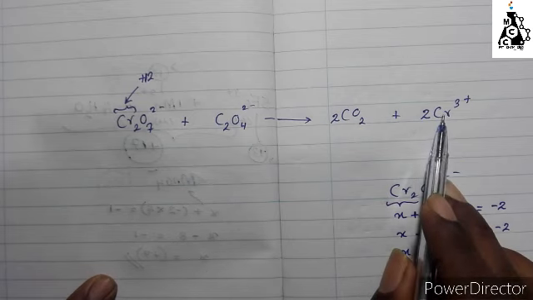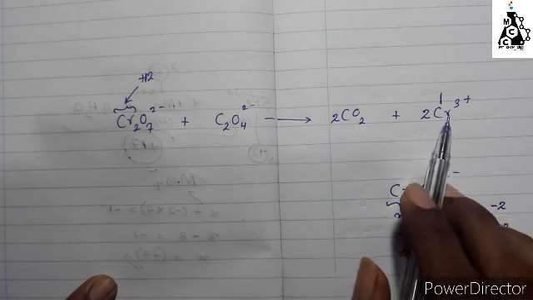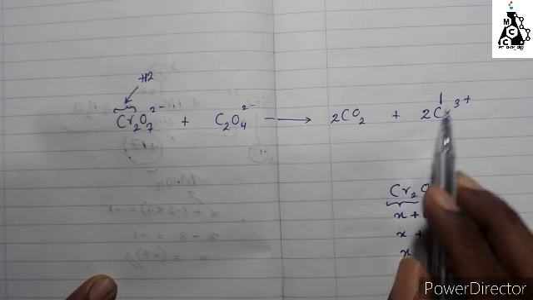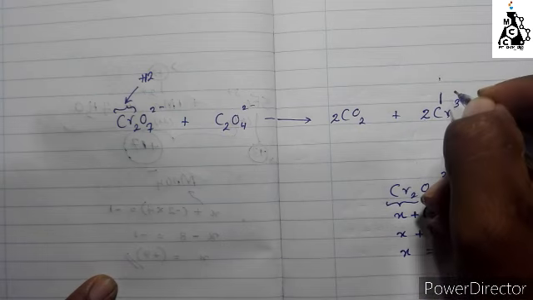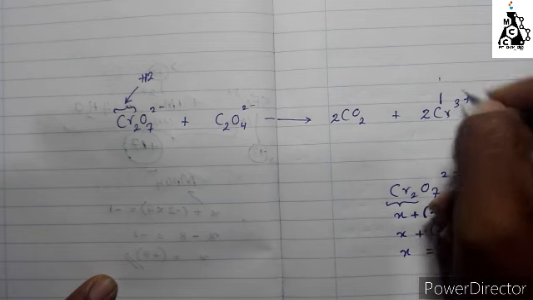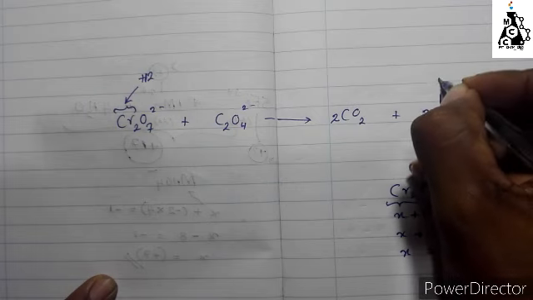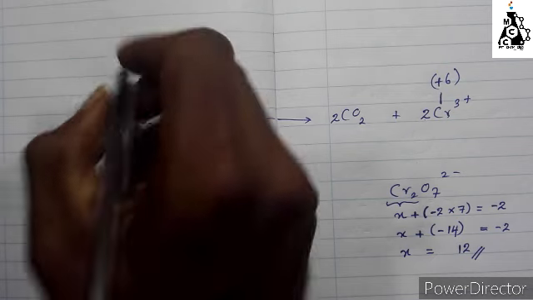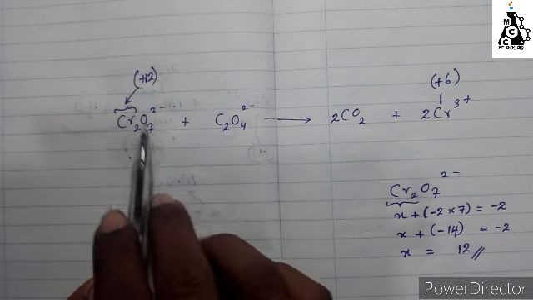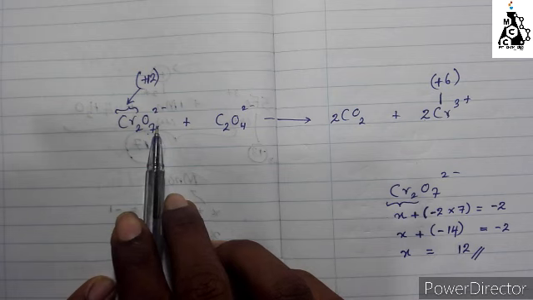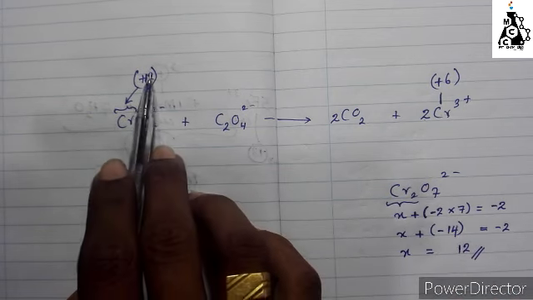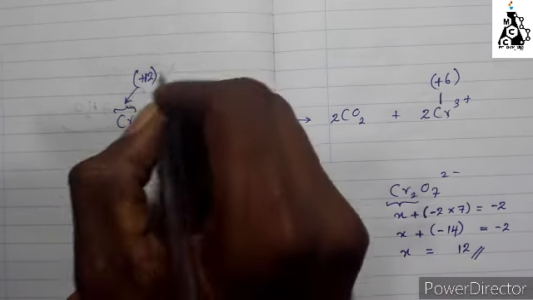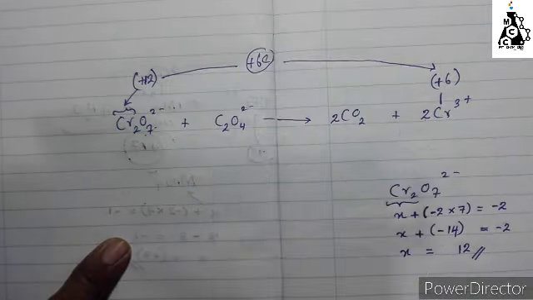It will reduce to Cr3+. The oxidation number of one chromium ion is +3. They have 2 chromium ions. The total charge of both of these chromium ions is +6. That means Cr2O7 2- will be reduced to Cr3+. +12 will be reduced to +6. The difference is 6 electrons.